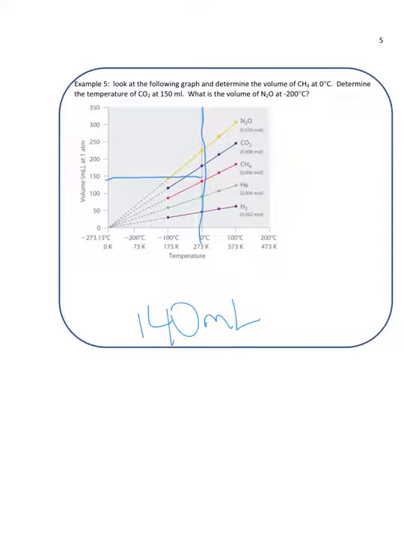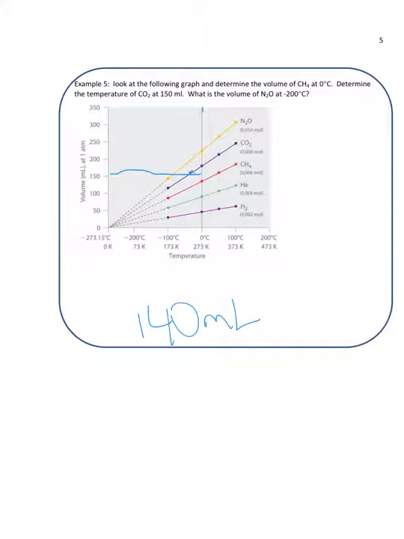Determine the temperature of CO2 at 150 milliliters. So let's erase our lines here. Now we're looking for carbon dioxide, CO2. CO2 is the dark blue line. We want to determine the temperature at 150 milliliters. So we're going to look at the volume here, 150 milliliters, and draw a line across. Okay, and we are going to draw that line until we hit CO2, which is right here.